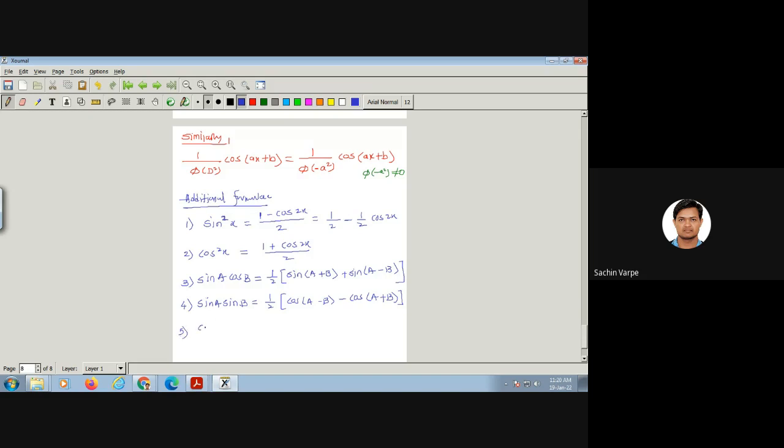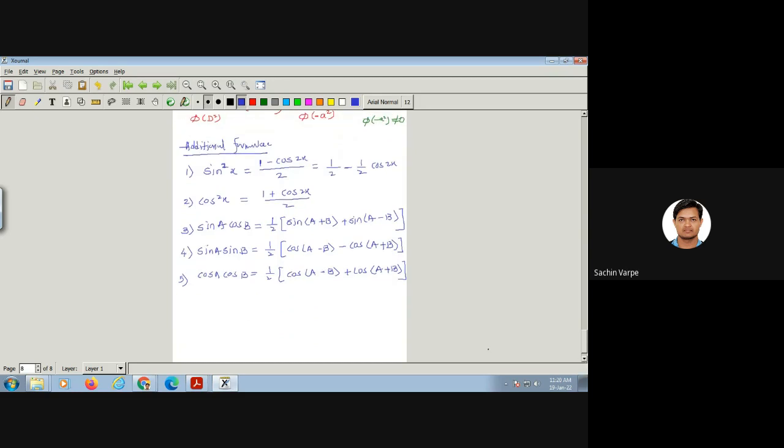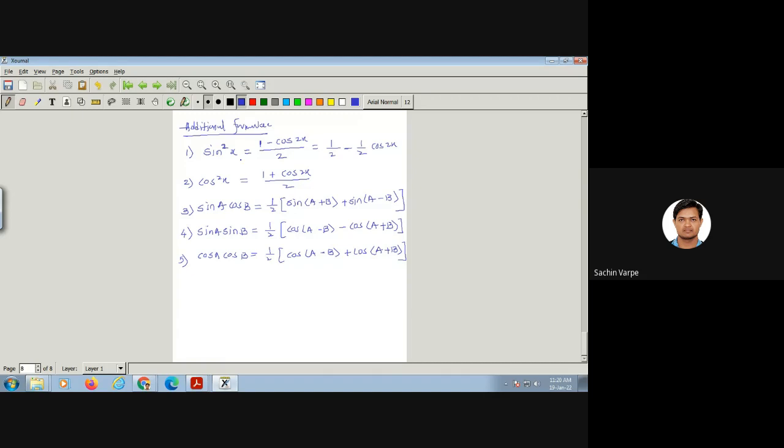One more formula we'll be having is cos a cos b. That is half of cos of a minus b plus cos of a plus b. Yes or no? So these are the reduction formulas to convert the given function in quadratic form or the product into linear sine or linear cos.